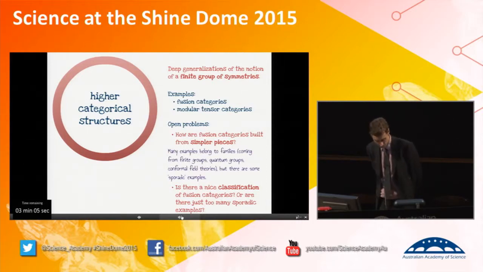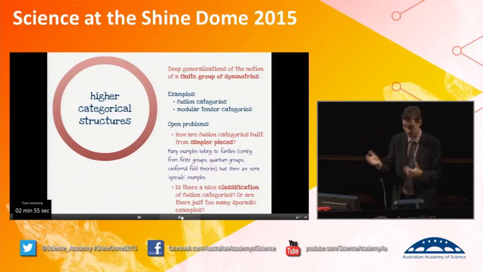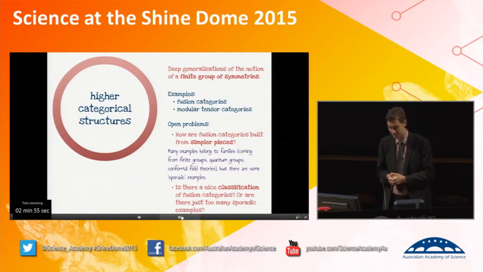In another direction, we've seen so far that many examples of fusion categories and modular tensor categories belong in big families. There are families coming from quantum groups, families coming from finite groups, and families coming from conformal field theories. But at the same time, there are also a small number of examples that don't appear to come from anywhere. They're just completely disconnected from the rest of mathematics and physics at this point.